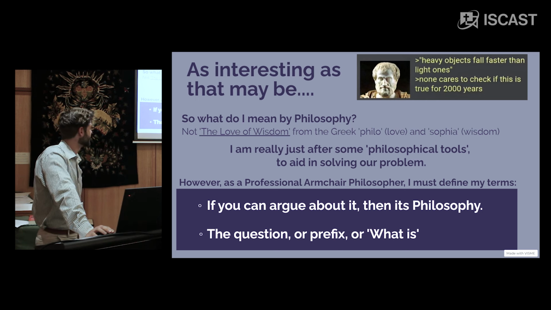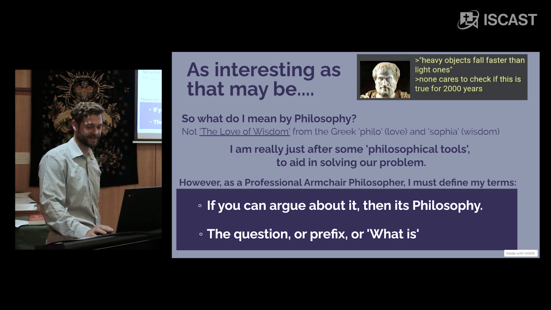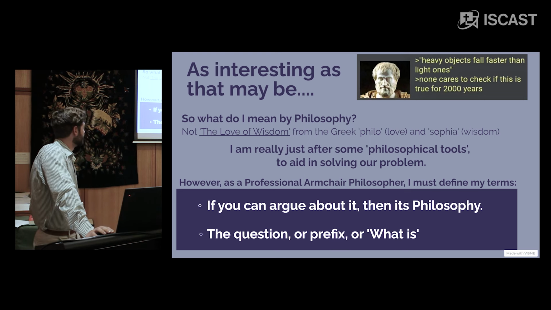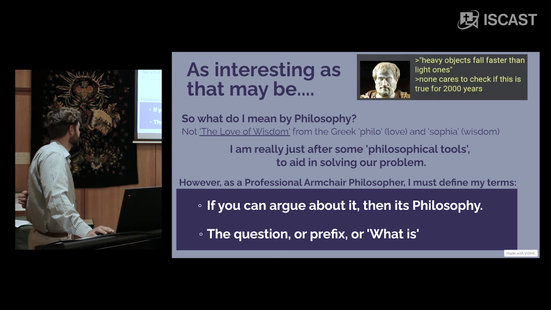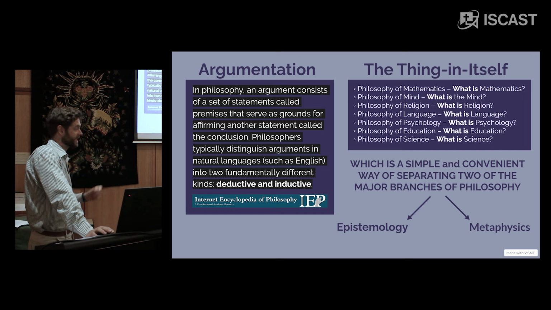So I've been trying to define philosophy for a while. It's kind of hard, but these are my two favorites, and there is a typo there. The first one is, if you can argue about it, it's probably philosophy, or it is philosophy. I'll explain why that's my definition in a minute. And then the second one is the question or the prefix of what is. So that's the two definitions I like to use.